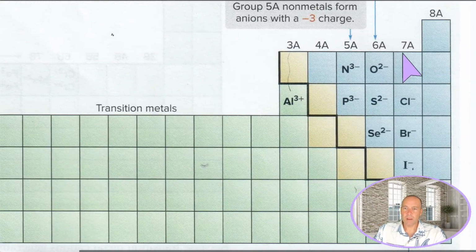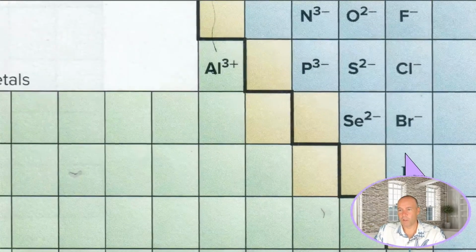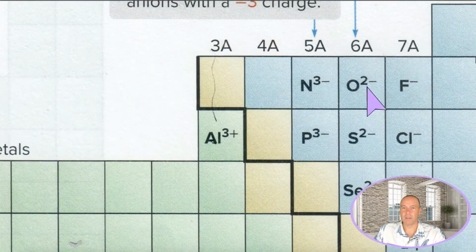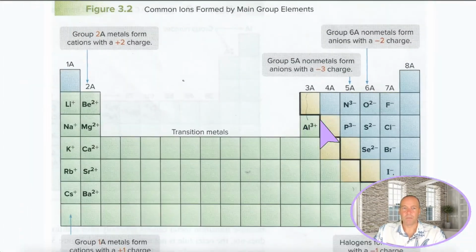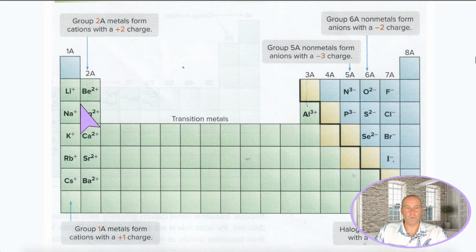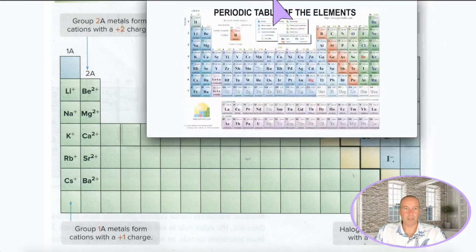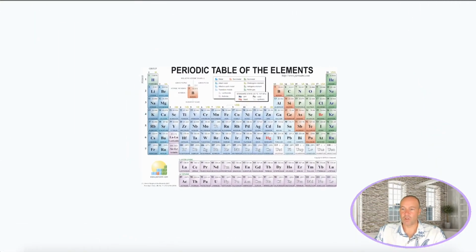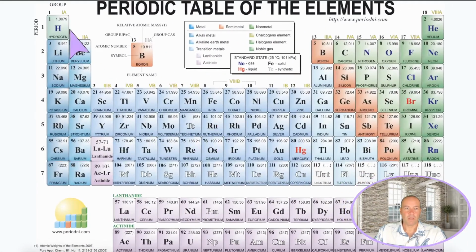And then for the nonmetals, the halogens in group 7A form the -1 charged ions. These form the -2 charged ions, and those form the -3 charged ions. So this table will help you know right away what the charge on an ion is. If you have another periodic table that doesn't look like this, one that doesn't have the charges on it, just try to remember this is the +1 charged column, +2 charged column, +3, the -1, the -2, and the -3.